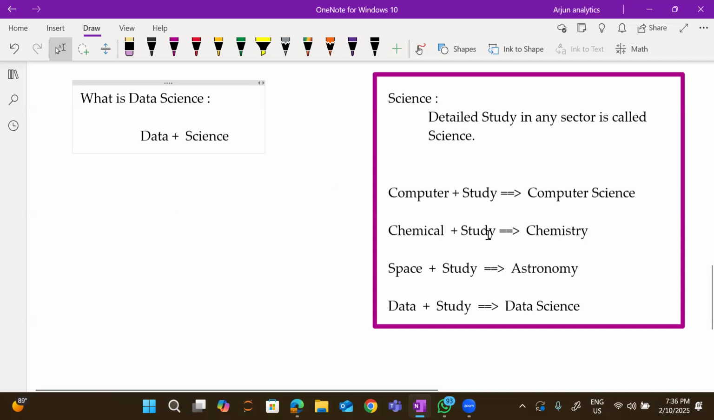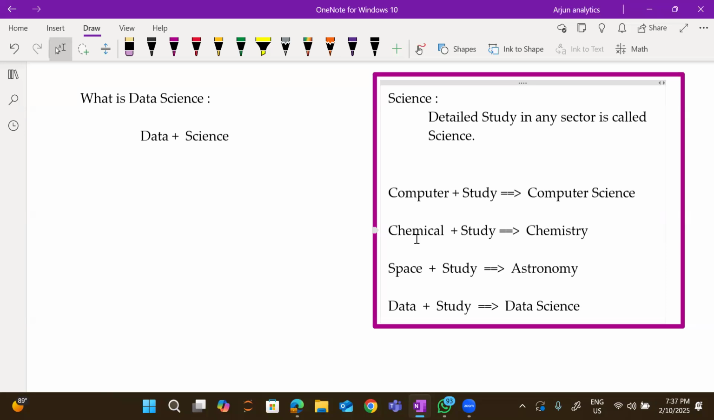Now, just imagine you are doing a detailed study on chemicals for the next 1 year. What are you going to get? You are going to acquire the knowledge. When you compare yourself today and after 1 year, after you complete the study on chemicals, you will be getting a lot of knowledge on the chemicals.